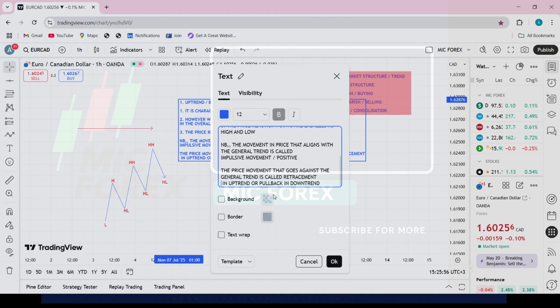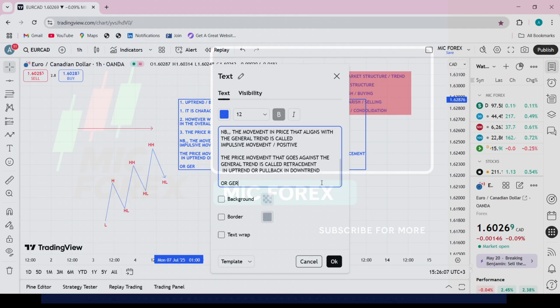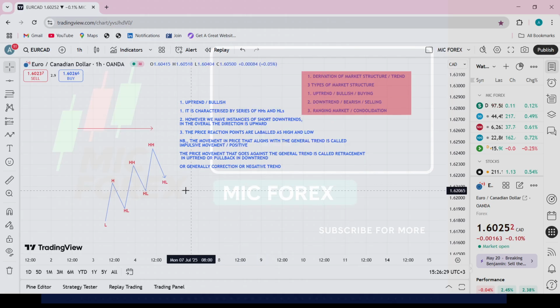So in a bullish market, we call it a retracement, and in a downtrend we call it a pullback, or generally a correction. You can just call it correction. It doesn't matter whether it's in bullish or bearish. You can just call it correction or negative trend. All this is to make sure that you have no problem determining and explaining market structure.